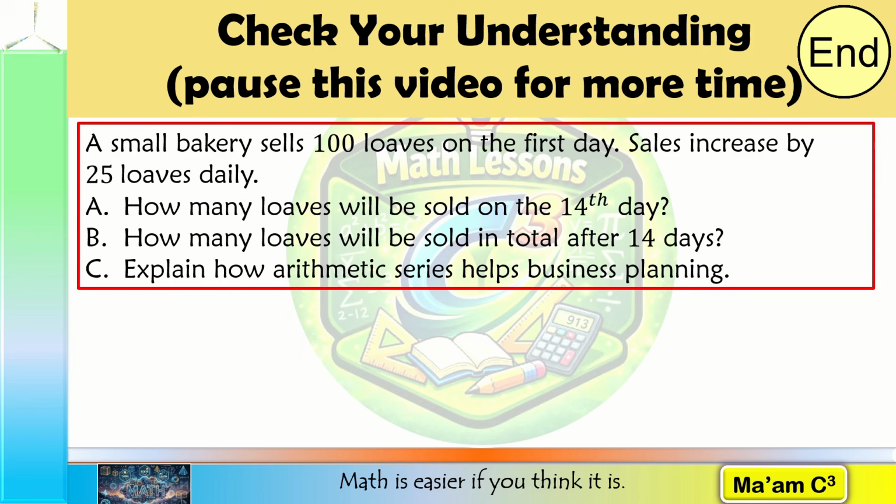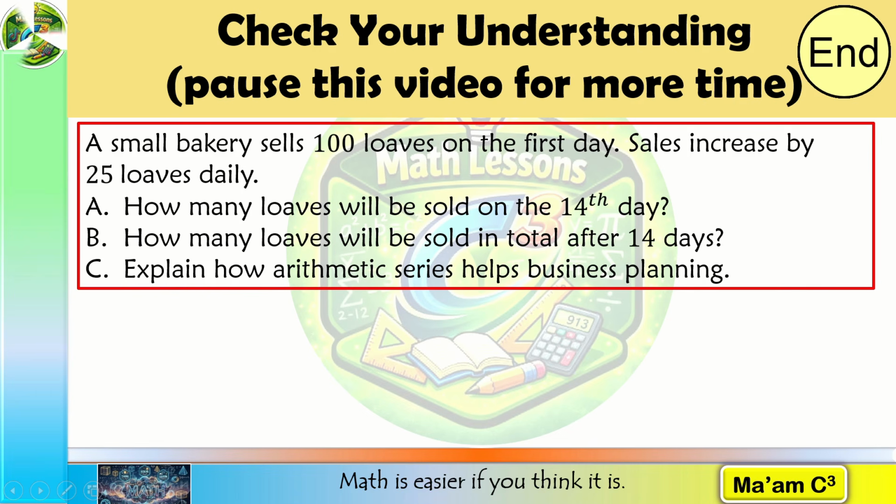Let us answer. A small bakery sells 100 loaves on the first day. Sales increase by 25 loaves daily. Letter A, how many loaves will be sold on the 14th day? Letter B, how many loaves will be sold in total after 14 days? Letter C, explain how arithmetic series helps business planning.